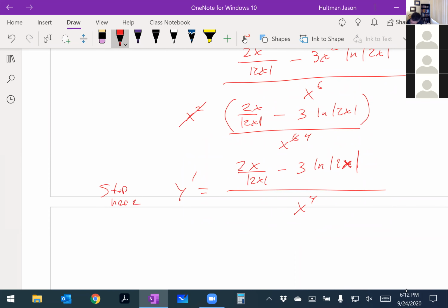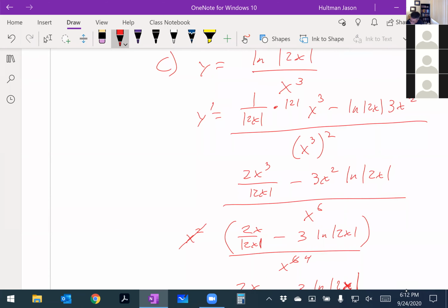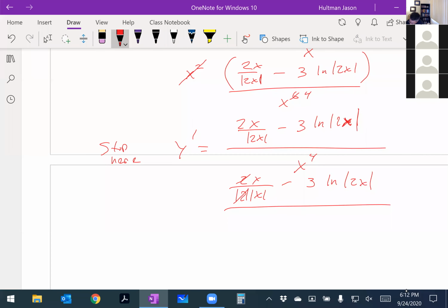I could say that 2x over 2 times the absolute value of x, because what's the absolute value of 2? Isn't that just 2? The x is the only thing that could be varying. The 2 isn't going to vary. So the absolute value of 2, again, is 2. And so those cancel each other out. Just like we saw back here with the absolute value of 2 equaling 2. And then that's minus 3 times the natural log of the absolute value of 2x, all over x to the 4th.